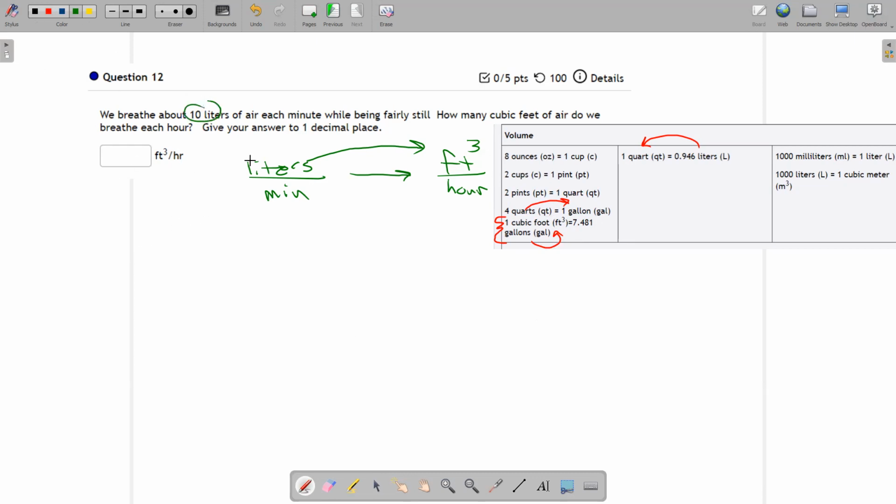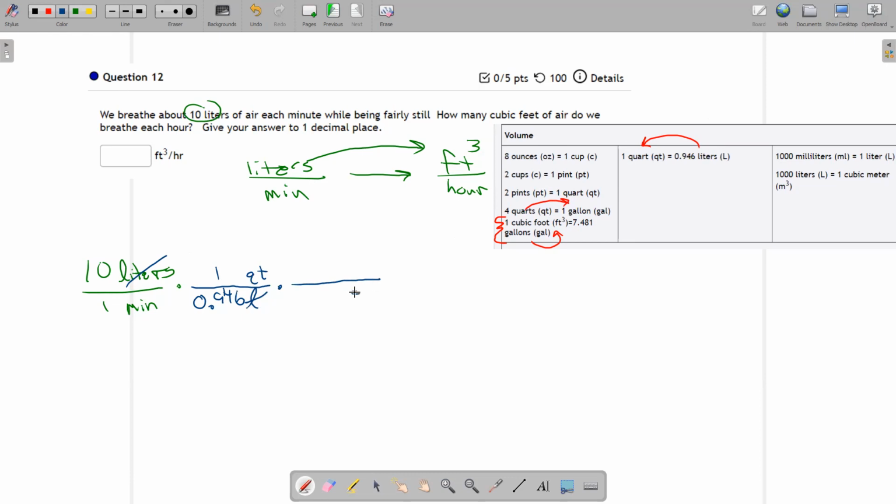So let's see, we have 10 liters of air each minute. How many cubic feet of air do we breathe in an hour? So I'm starting off with 10 liters per 1 minute. And I need a conversion factor to get rid of liters. And so I decided, looking at this, I'm going to use the liters to quarts. So liters goes down here. Quarts goes there, and it says 0.946 goes with that for 1 quart. So liters is gone. Then from quarts, we get gallons, and gallons, we get cubic feet.